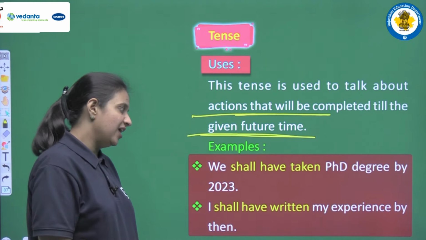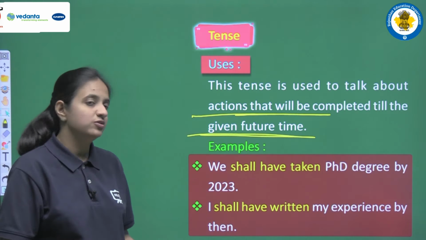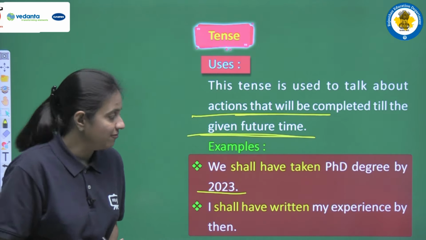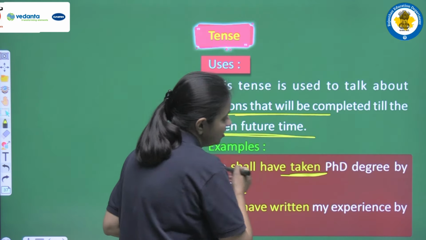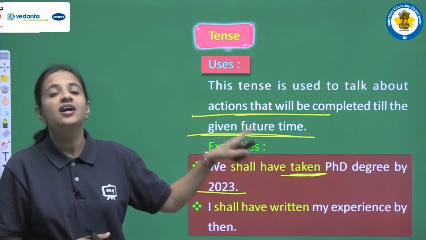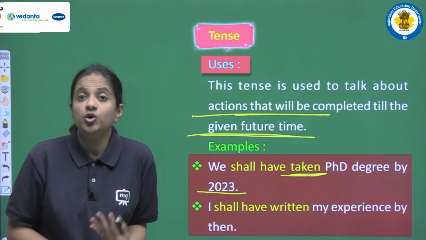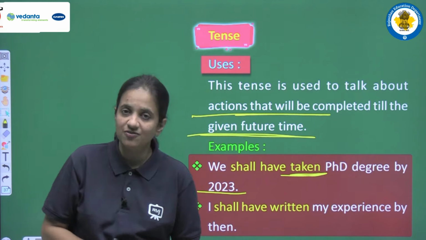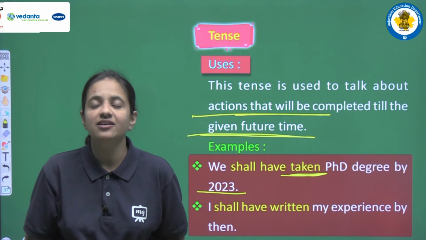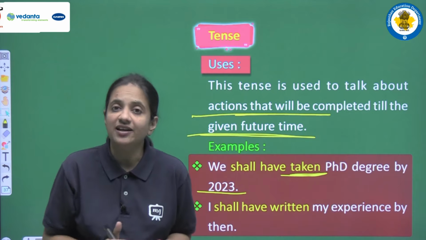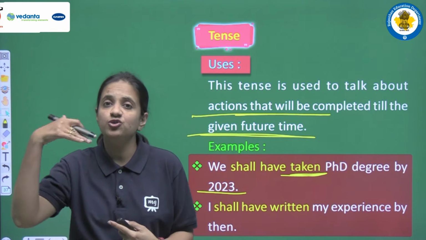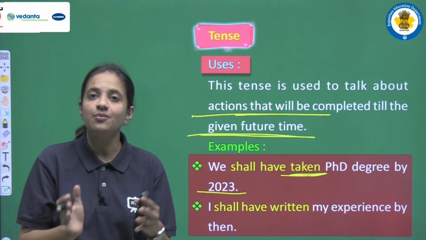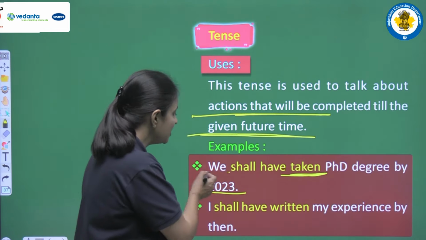First is we shall have taken PhD degree by 2023. So we are having one future time, and we are having our action, or we can say the activity, that is to take, and we are talking about here that we are supposed to take our degree by that time, by 2023. So here we are talking about the future time, and we are expecting that this activity will be perfectly completed by this future time, and this is the reason that we are having future perfect tense in this sentence. As a subject we are having we.